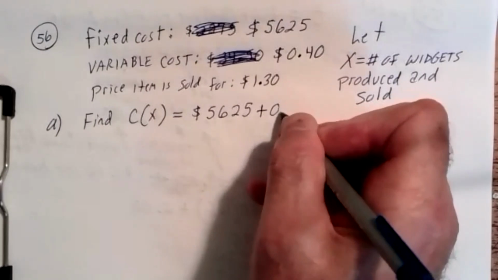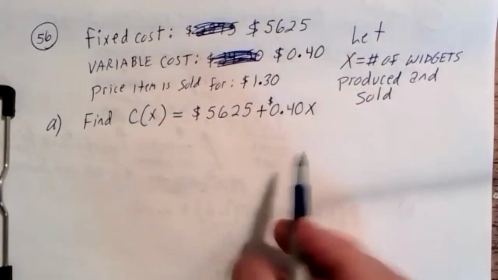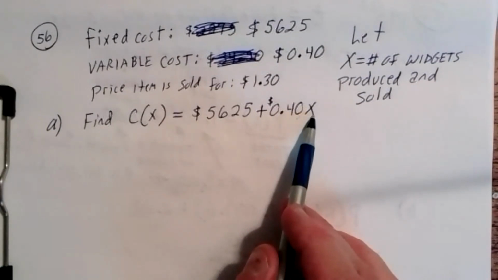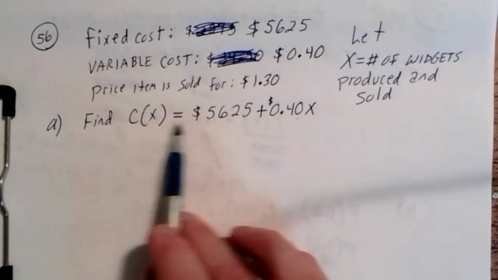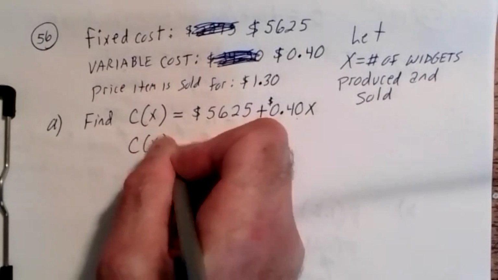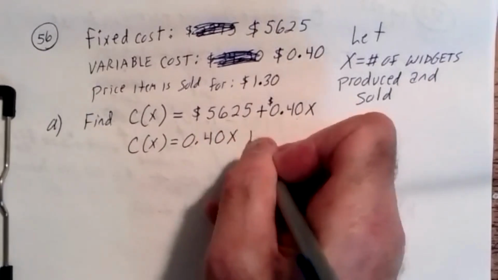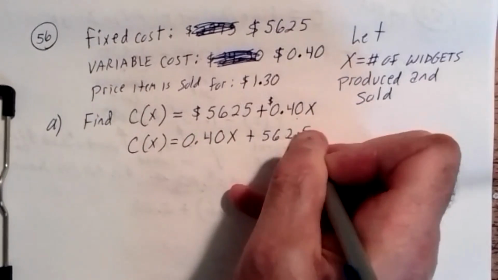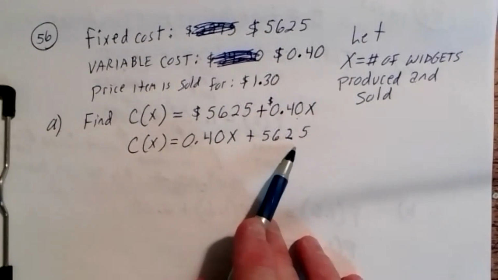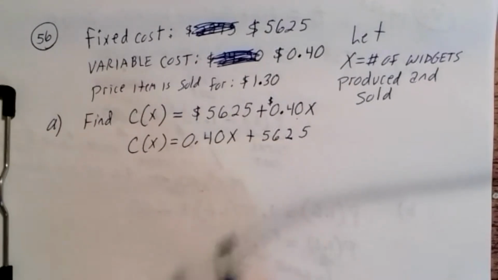And so the variable cost is going to be 40 cents per widget times X widgets. Or technically, this is 40 hundredths of a dollar per widget times X widgets. This is the linear function that models the cost of our production process here. So therefore, the linear function C of X, I'm going to spin these terms around so it's in slope-intercept form, is 0.40x plus 5625. That's your answer for part A. That's your cost function. It's a linear function. The more widgets we produce, the more cost we're going to incur, bottom line.